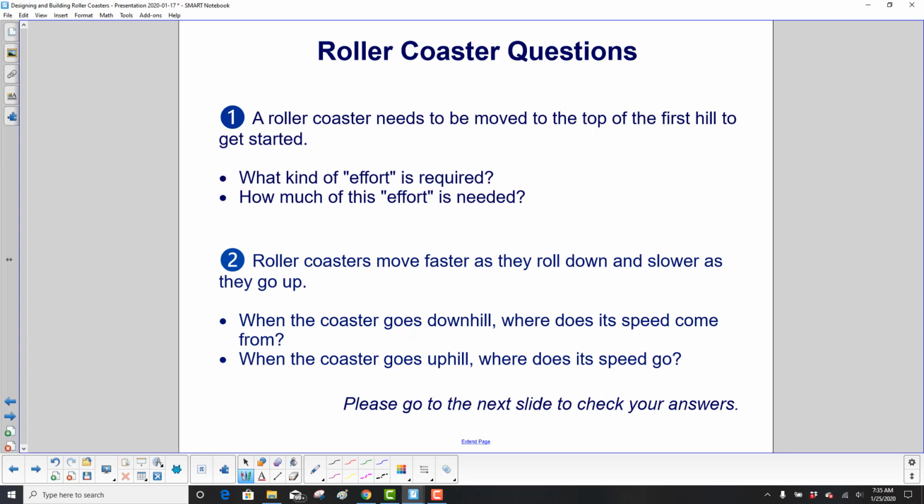Here were the questions. Number 1. A roller coaster needs to be moved to the top of the first hill to get started. What kind of effort is required? How much of this effort is needed? Number 2. Roller coasters move faster as they roll down and slower as they go up. When the coaster goes downhill, where does its speed come from? When the coaster goes uphill, where does its speed go? Please go to the next slide to check your answers after you think about this.